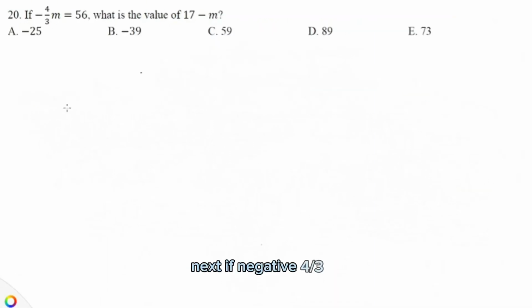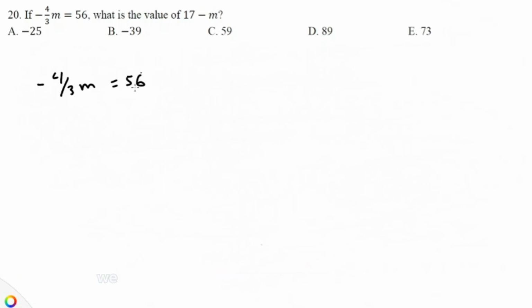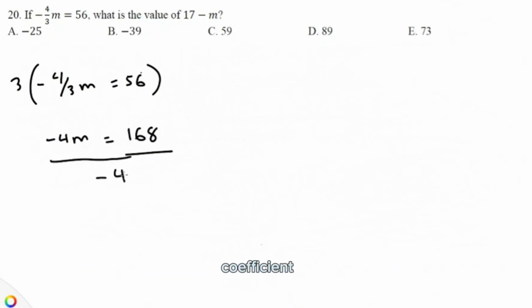Next, if negative 4/3 of m is equal to 56, what is the value of 17 minus m? Alright, so we have the equation where negative 4/3 of m is equal to 56. What we need to do is isolate m by itself. So let's first get rid of the denominator on this fraction. We can do that by multiplying both sides by 3. When you multiply both sides by 3, on this side it just becomes negative 4m, and on the other side, 3 times 56 is just 168.